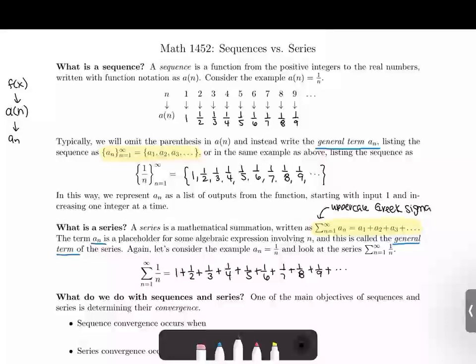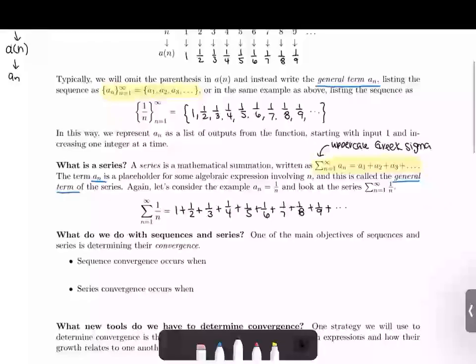So what do we do with these sequences and series in math? So our main objective is determining their convergence. Sequence convergence has to do with what that general term is going to look like in the end, but series convergence has to do with, well, we're adding up some numbers. There's going to be an answer there once we add up those numbers.